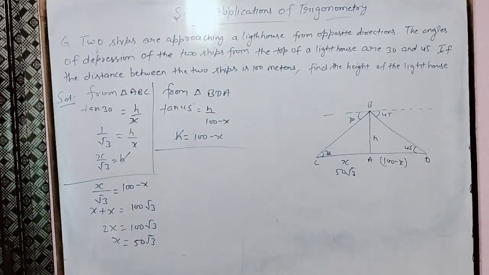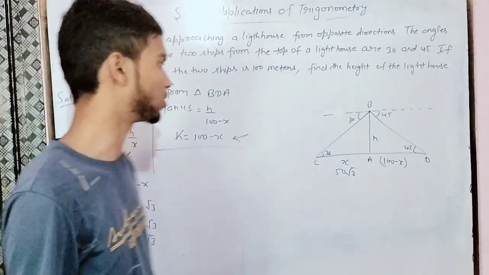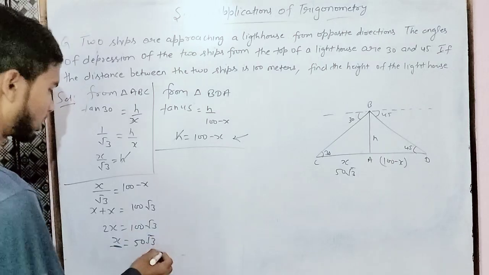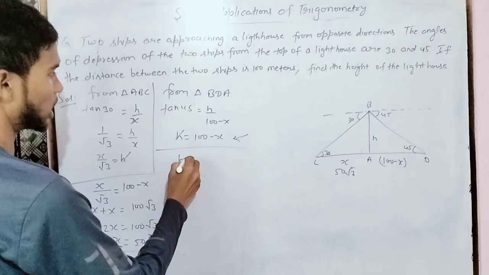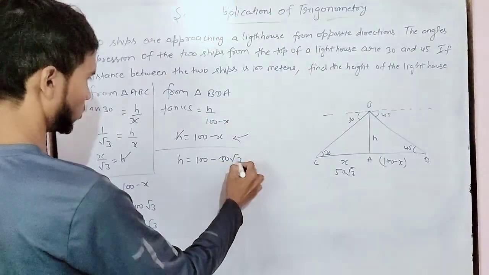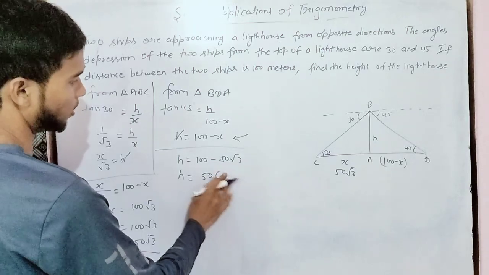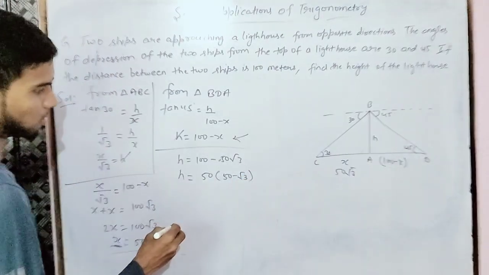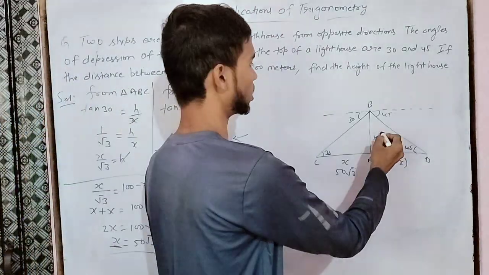Now we will put this value in this so that we can get the value of h. H is equal to 100 minus 50 root 3 upon root 3. So here we have 50, 50 minus root 3. Okay. What else? Nothing. That's it. This is the height of this lighthouse.